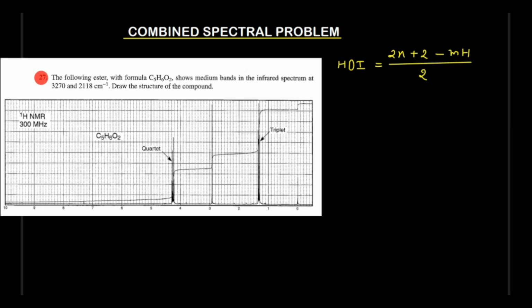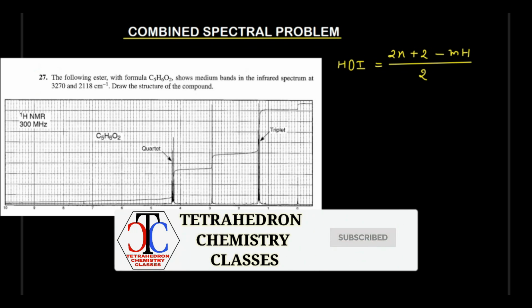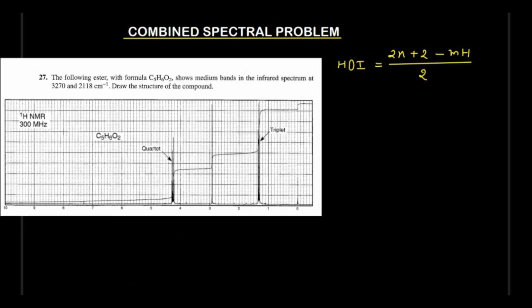Problem 27, and the problem is very important for all the students who want to learn the details of spectroscopy, or how to solve problems based on combined spectral data will be the target, right? So this is the example, and what is the question? The following ester with the formula C5H6O2 shows medium bands in the IR spectrum at 3270 and 2118 cm⁻¹. Draw the structure of the compound, right? It is already given in the question that the compound is an ester, so there is no need to worry about the other things.